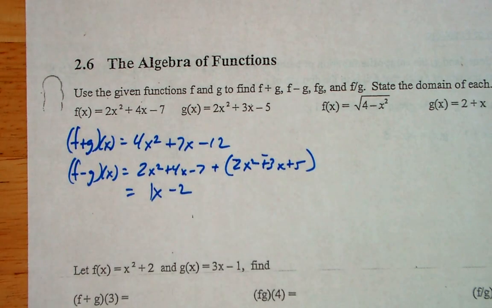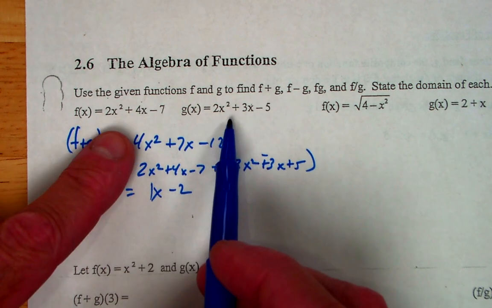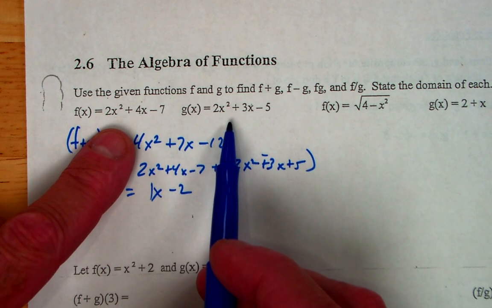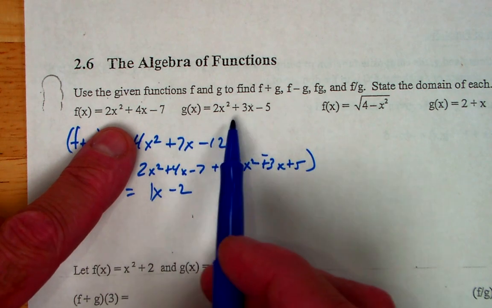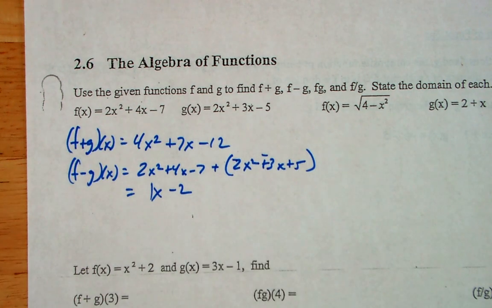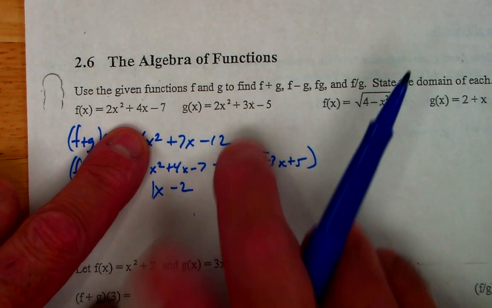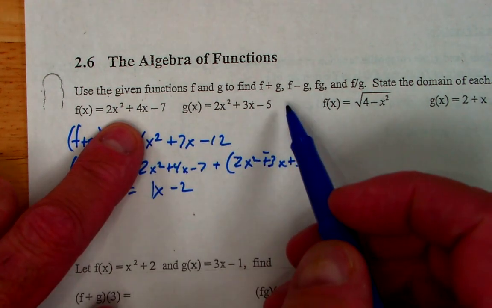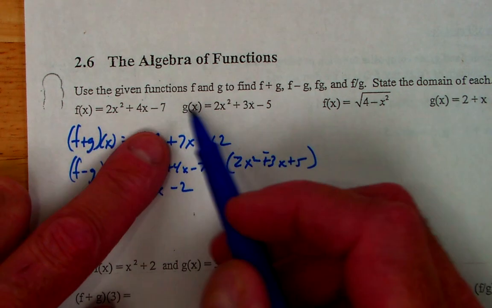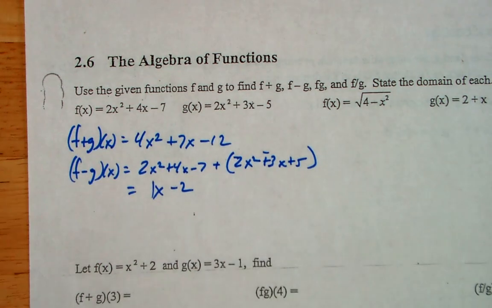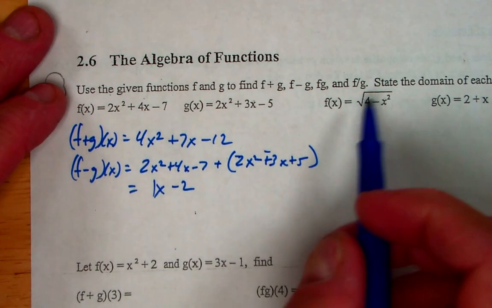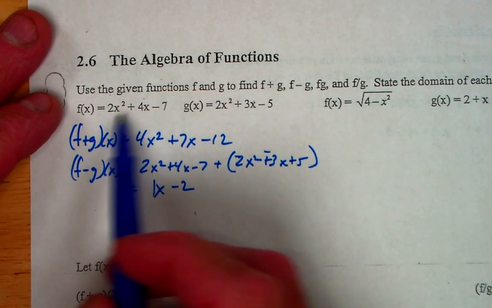F times g of x, I would just take these two and multiply these out. Not something that seems like a lot of fun doing, but could you guys do it? If I asked you to multiply these two, could you do it? Yeah, I would take 2x squared times all three of these, 4x times all three of these, negative 7 times all three of these, combine my like terms, and I'm done, right? Okay. F divided by g, neither.